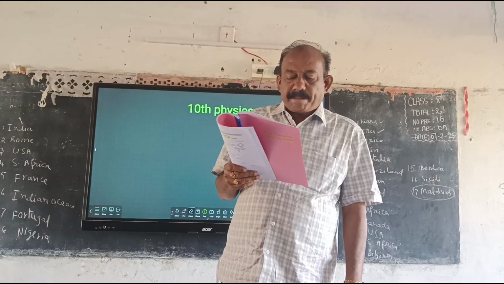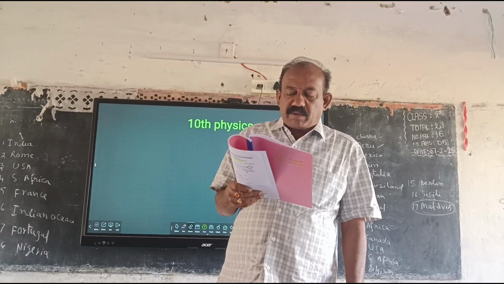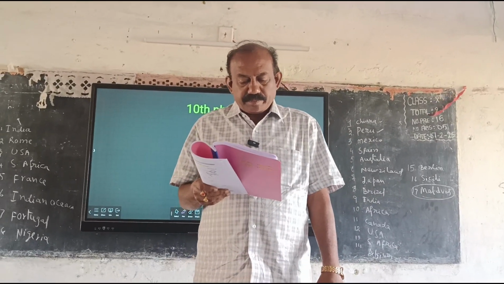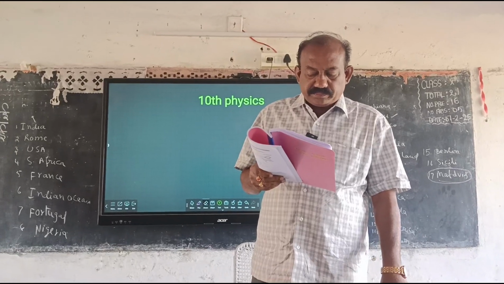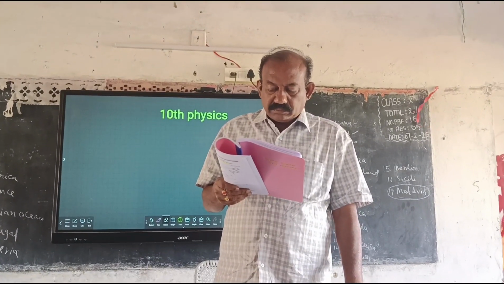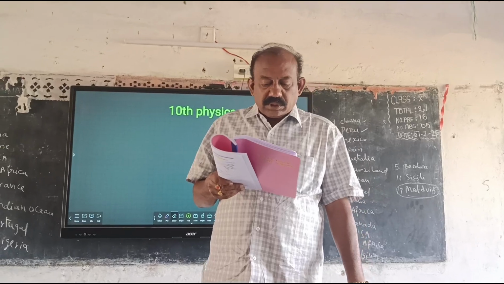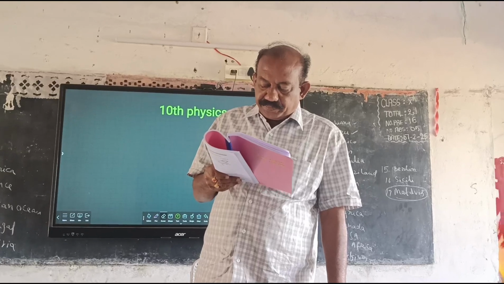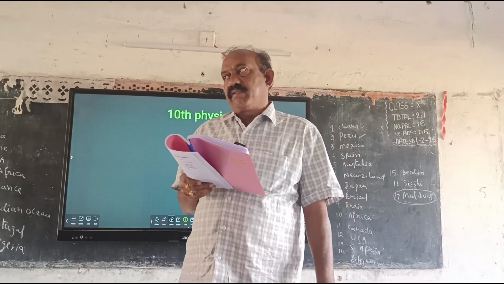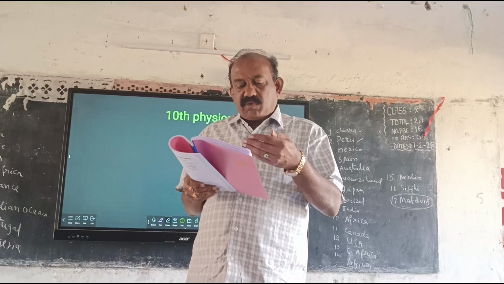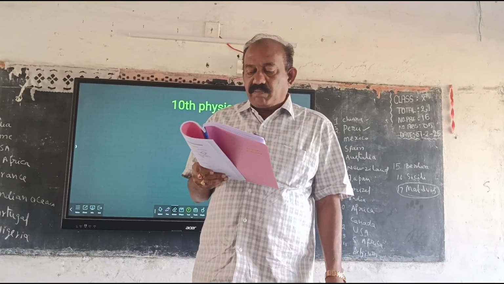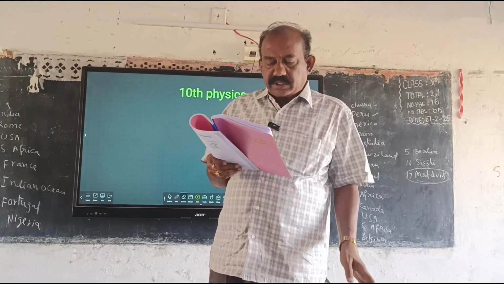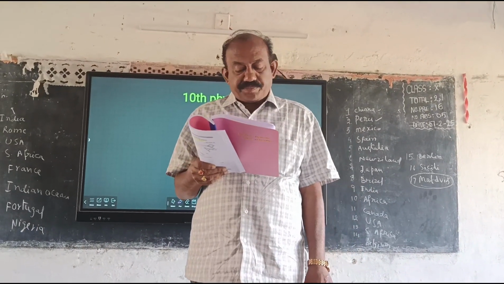The second one is, describe an activity to show the formation of magnetic lines around a current carrying conductor. Third one is, describe an activity to show magnetic field is produced around a current carrying straight conductor. Very, very important. So in 1, 2, 3, the third question is very, very important. Straight conductor carrying current.